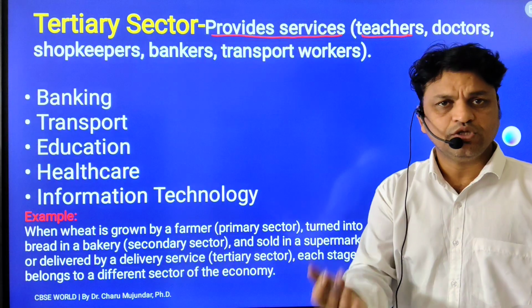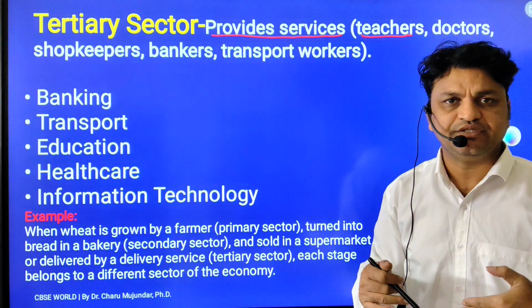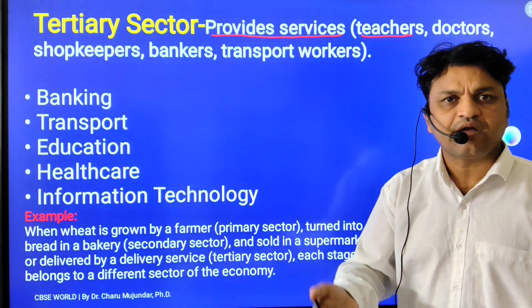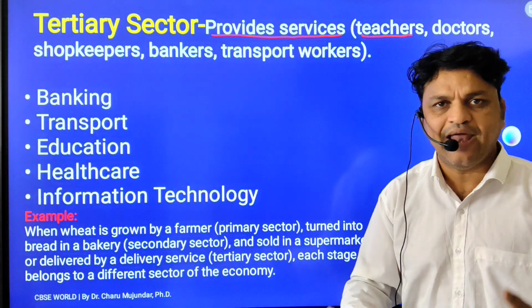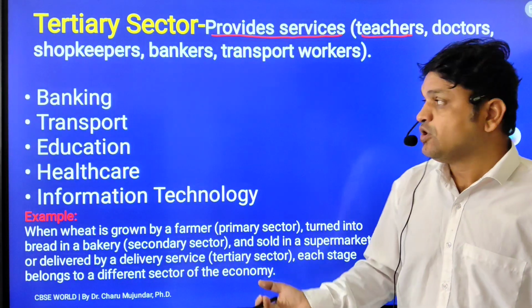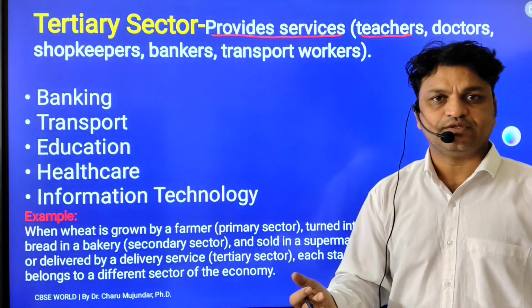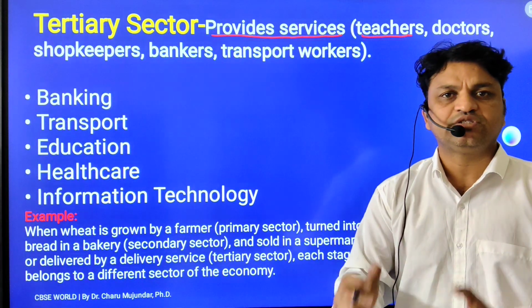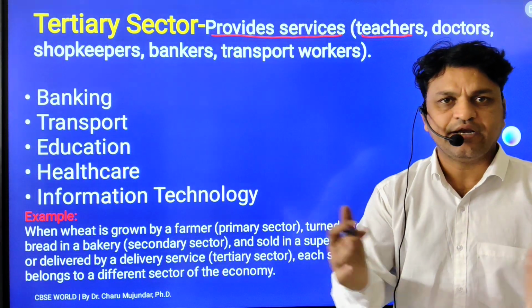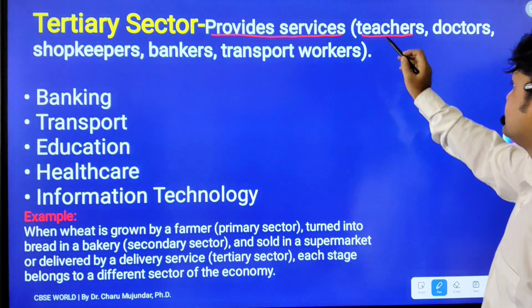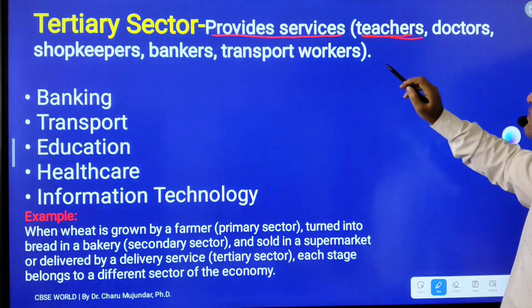You are going to school for what purpose? To get an education. What is education? Education is nothing but acquiring knowledge, acquiring skills, acquiring values. This is called education, right? So you are getting education services in schools, colleges, universities and other educational institutions. So teachers are one example of services.